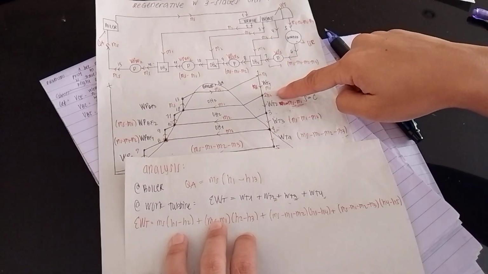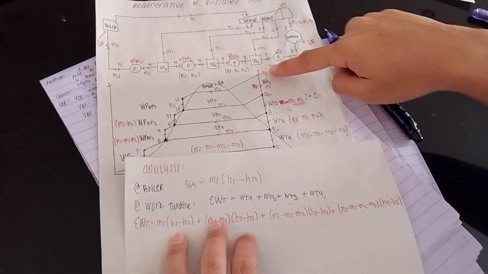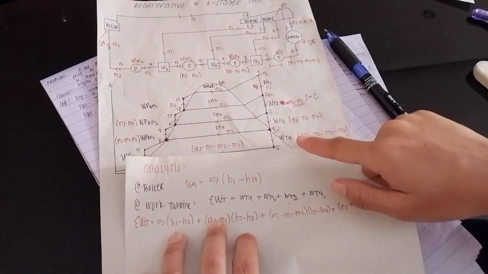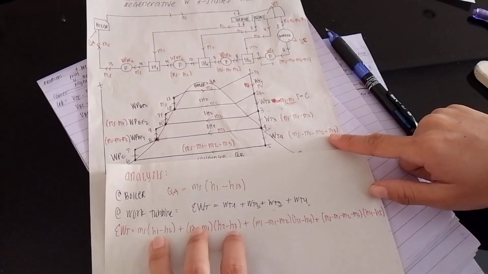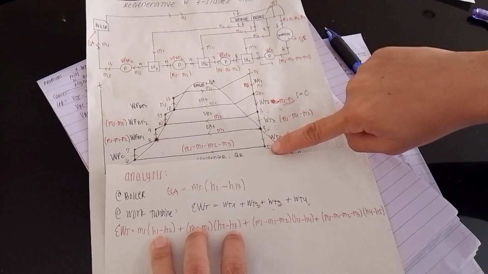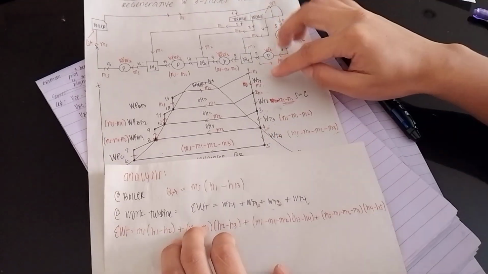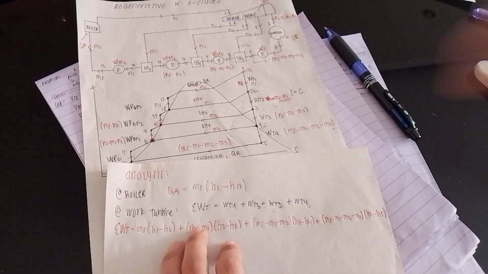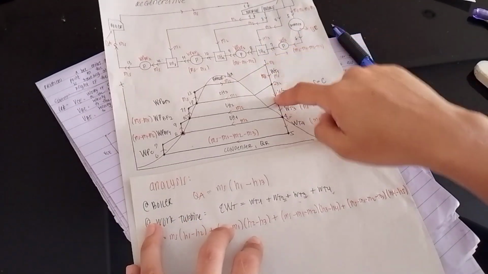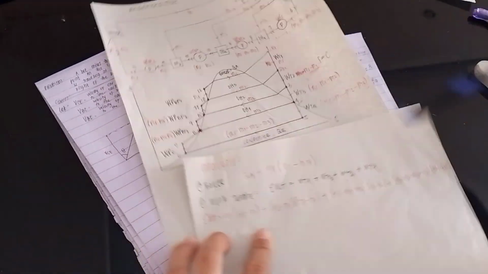Mura siya ug pattern na ba? Minus rin mo sa nasa taas ang nasa ubos. Then last, work turbine 4 kay MS minus M1 minus M2 minus M3 times H4 minus H5. So, mura na siya ug pattern: mass, tas ana. Basta, ang taas, minusan nimo ang nasa ubos.